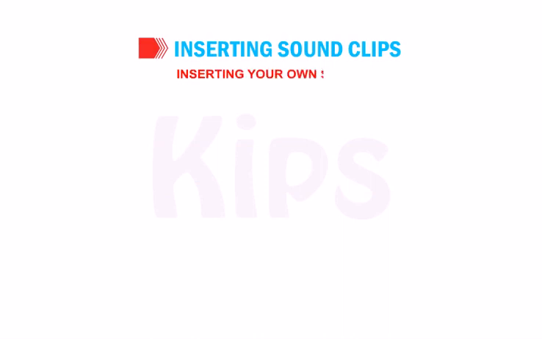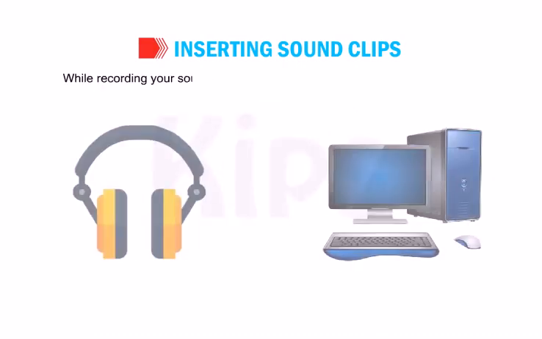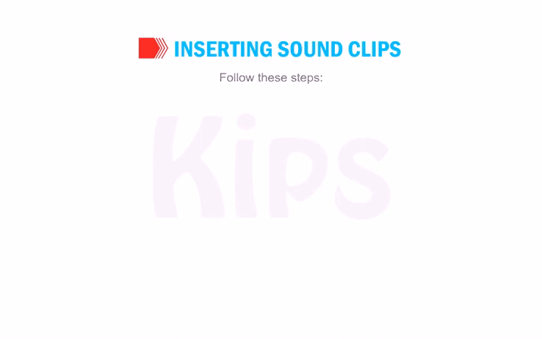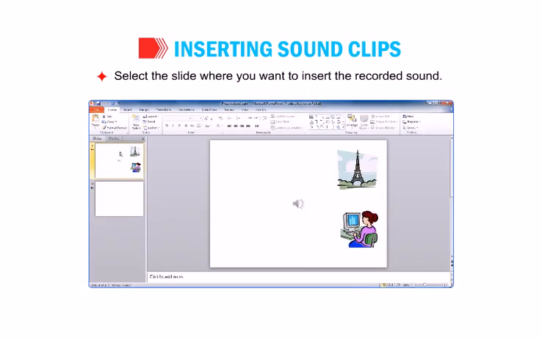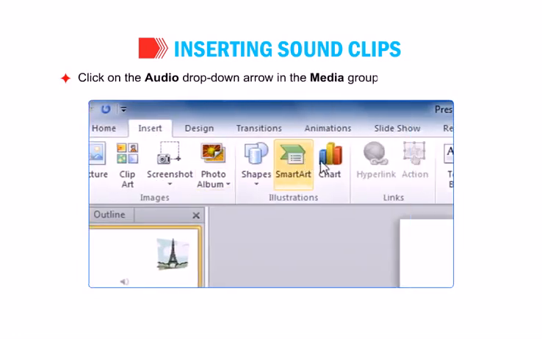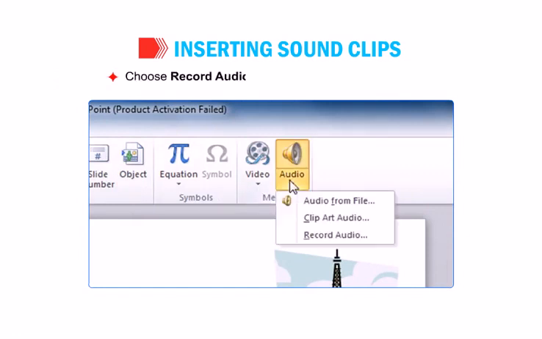Let me tell you how to insert your own sound. To add your own sound to the slide, first you have to record it. While recording your sound, it is essential to connect a microphone to your computer. Follow these steps. Select the slide where you want to insert the recorded sound. Click on the Audio drop-down arrow in the Media group on the Insert tab. Choose the Record Audio option from the drop-down menu.